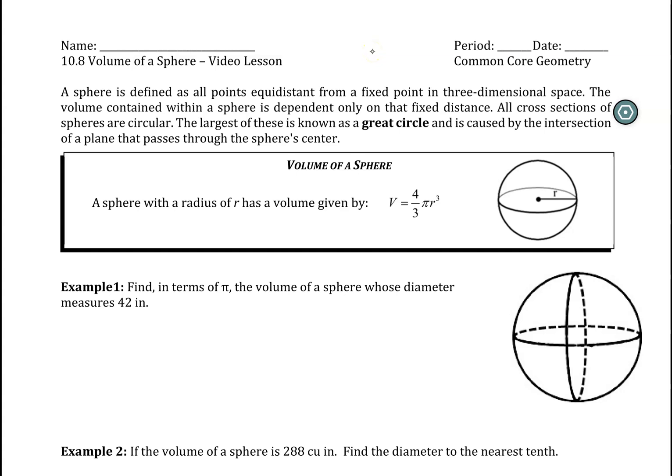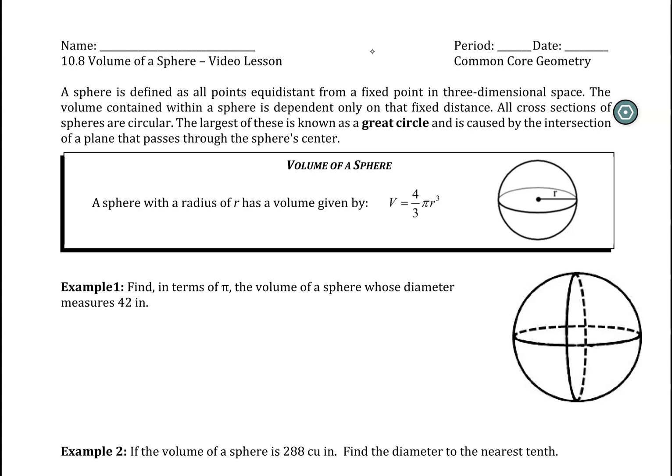Video lesson 10.8, volume of a sphere. So in this one here, we're going to be talking about the volume of a sphere, which is just a three-dimensional circle. So if I take here a cross-section of any direction of this sphere, I'm going to have just a circle from there. So it doesn't matter where you do it, you'll have a circle for your cross-section.